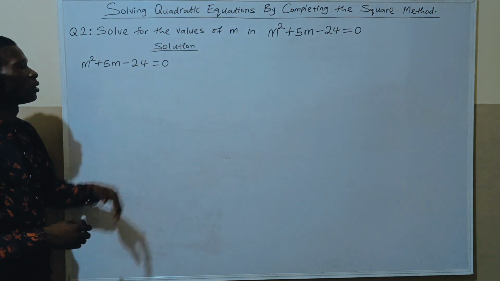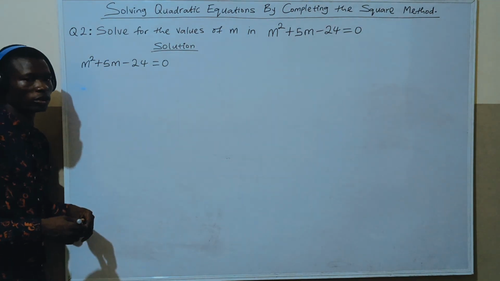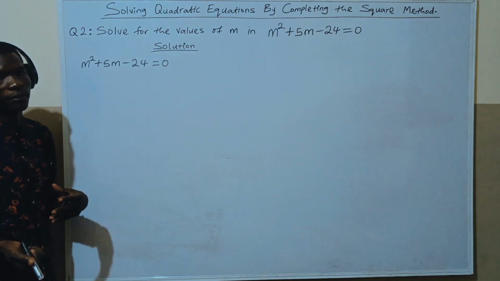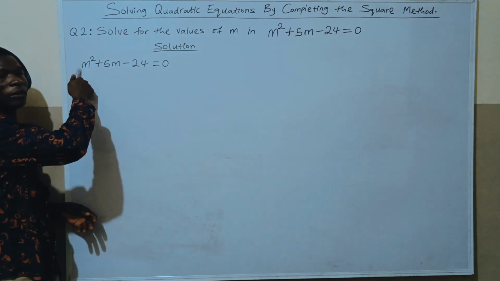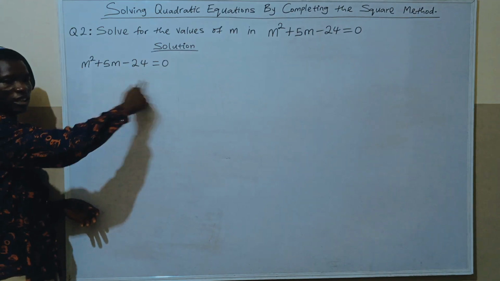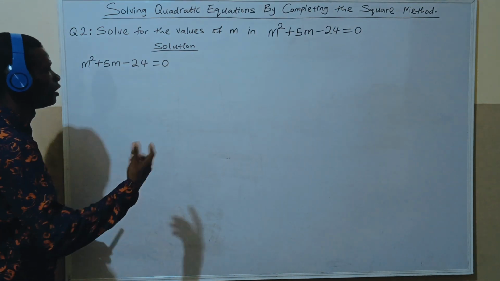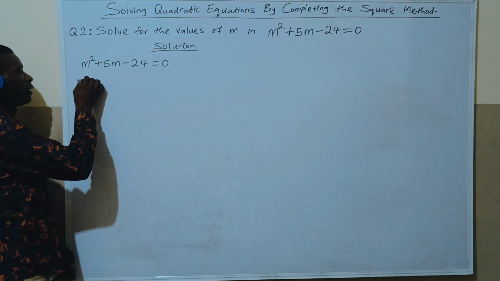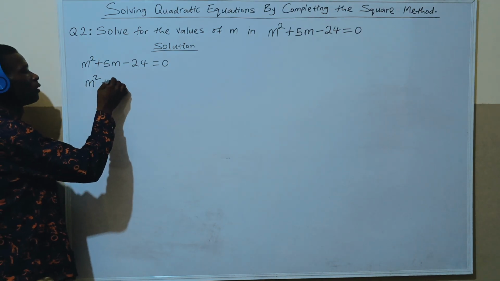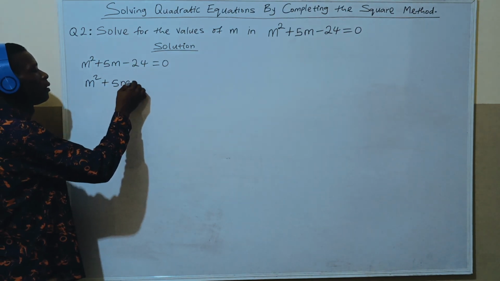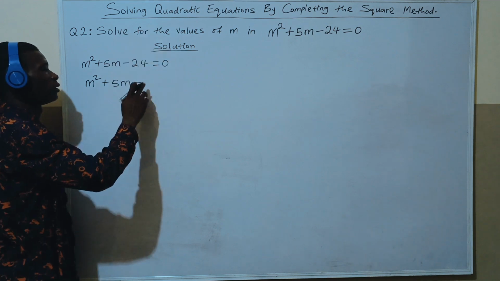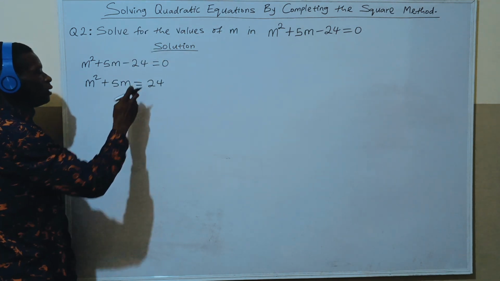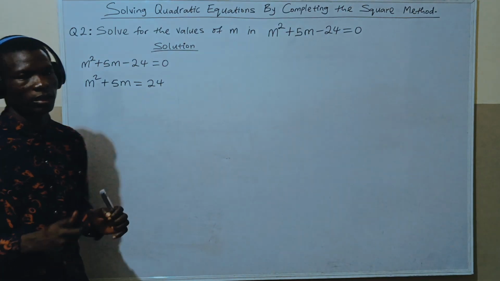Okay, so we have m squared plus 5m minus 24 equals 0. The first thing, like I did, is to do a quick check. What's the coefficient of m squared? The coefficient of m squared here is 1. It means that we can proceed with our work. So the next thing to do is to isolate the constant term. We achieve that by writing m squared plus 5m equal to, if minus 24 crosses the equal sign, it's going to become plus 24, which is ordinary 24. So we have been able to isolate the constant term.